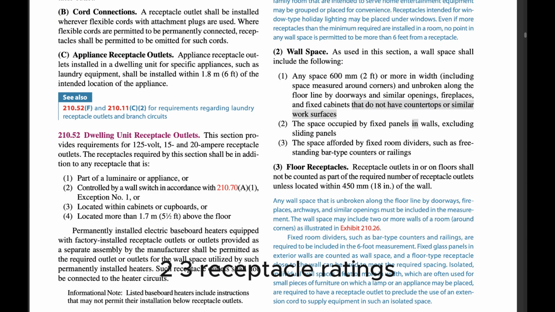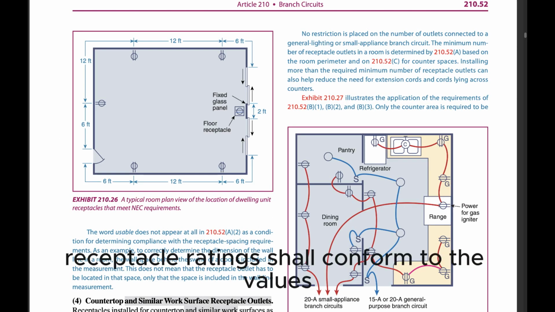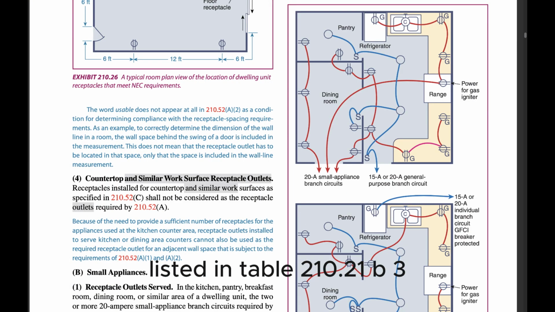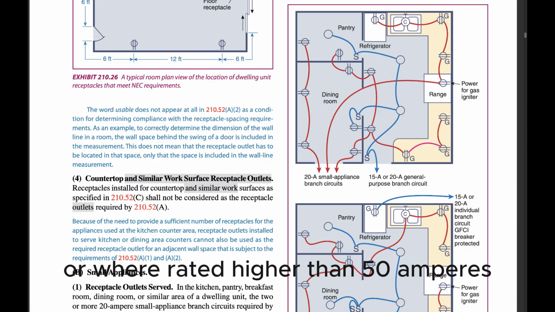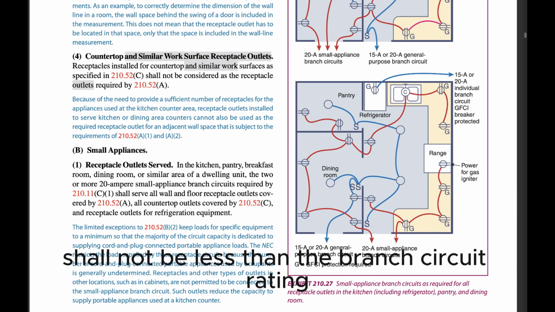3. Receptacle ratings. Where connected to a branch circuit supplying two or more receptacles or outlets, receptacle ratings shall conform to the values listed in Table 210.21(B)(3), or, where rated higher than 50 amperes, the receptacle rating shall not be less than the branch-circuit rating.